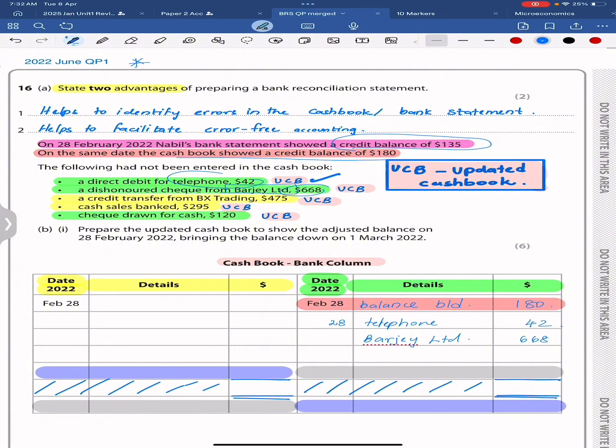A credit transfer from BX Trading 475. Cash sales 295. Cash banked. Whatever sales you had made, you had banked. And then check drawn for cash 120. Taken cash, that should be the opposite account's name, worth 120.